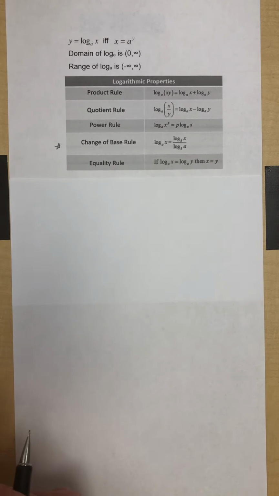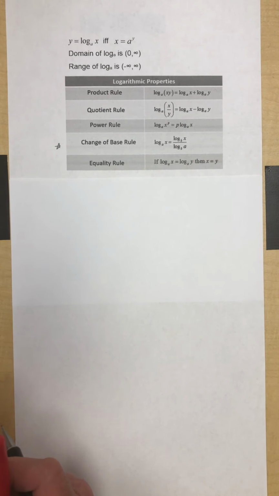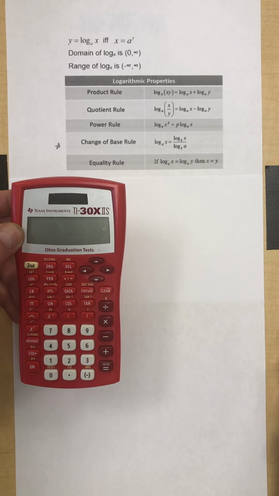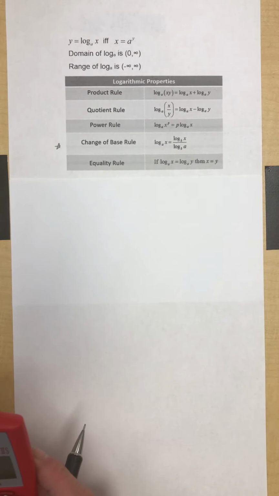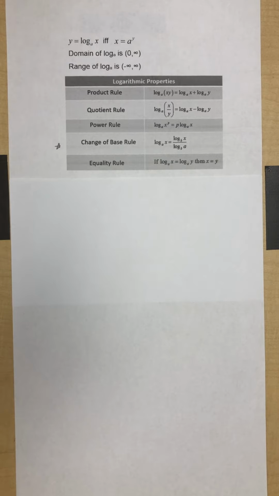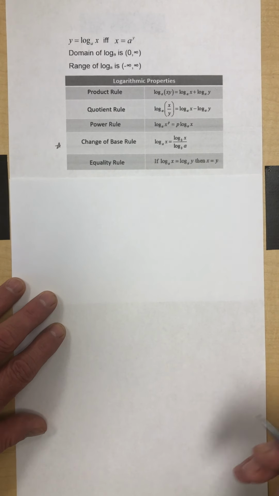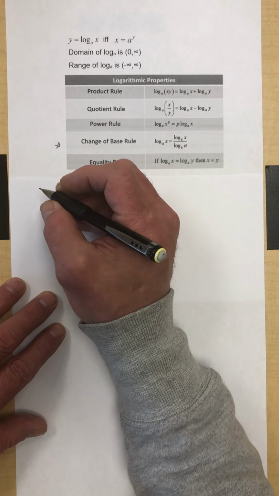If you have a graphing calculator, you can take a log base anything because you can change that base to whatever you want it to be. But if you have just a basic scientific Walmart special, you only have access to natural log and common log. So this log base change rule gives us a very important tool.